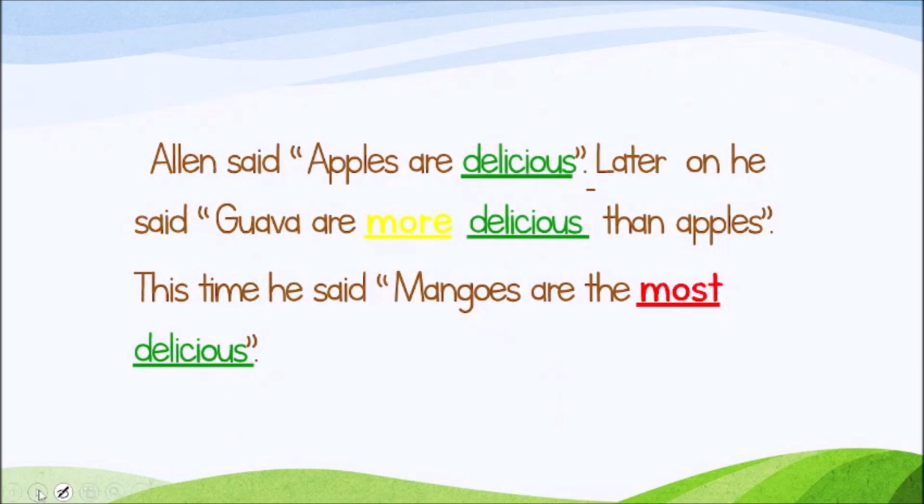So Alan said apples are delicious. Later on, he said guavas are more delicious than apples. This time he said mangoes are the most delicious. So as you can see here, because delicious has three syllables, we add more for comparative degree and most for superlative degree.